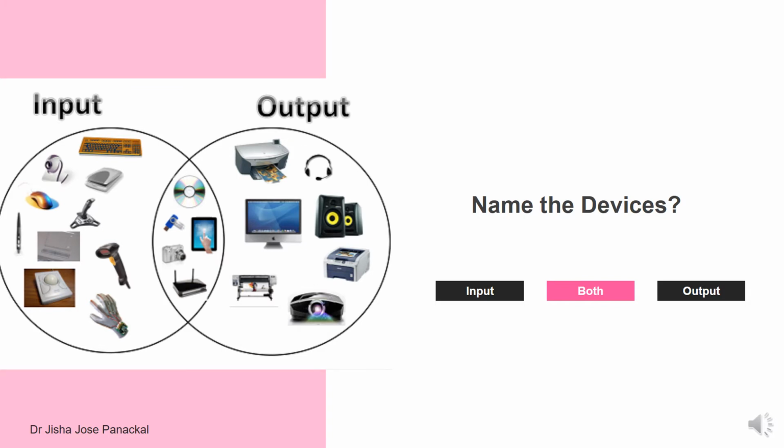Here this figure shows various types of devices. Some of the devices may be familiar to you. So I am giving you this figure as an assignment. You try to name these devices and categorize them into input devices, output devices and devices that can be used for both purposes. Don't worry if you are not getting the name of a particular device; we will discuss each and every one in detail.